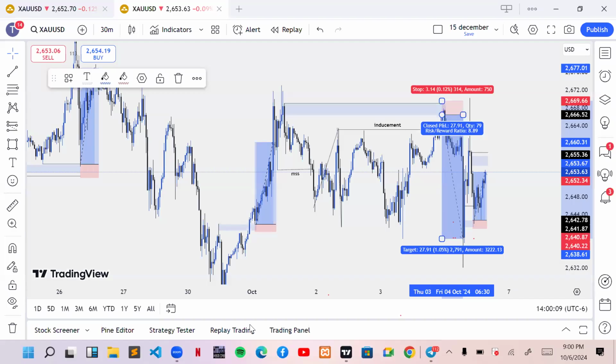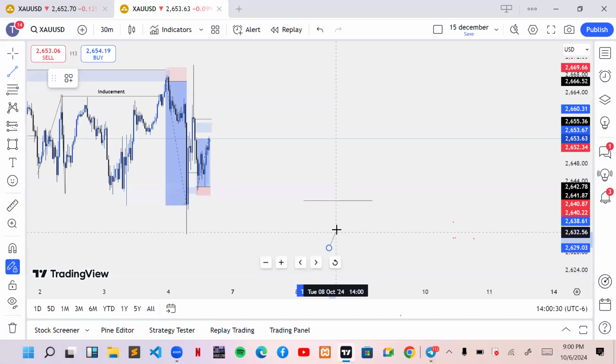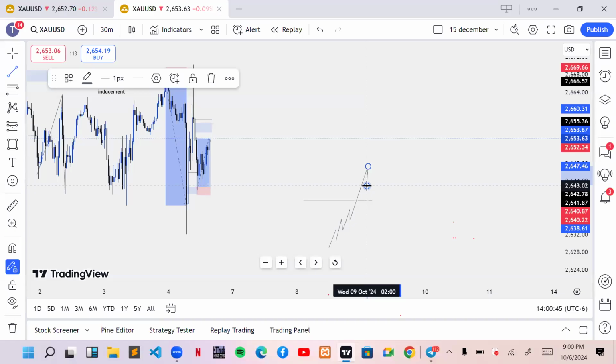How do you know a valid pullback after inducement? Okay, like I said, a valid pullback needs to push market close to at least 50% or above of the last move. Let's say this is a resistance level, and the market was making higher highs and higher lows, breaking this zone. So there was a break of structure. After the break of structure, market does something like this. So this is what you'll be looking at as a pullback.